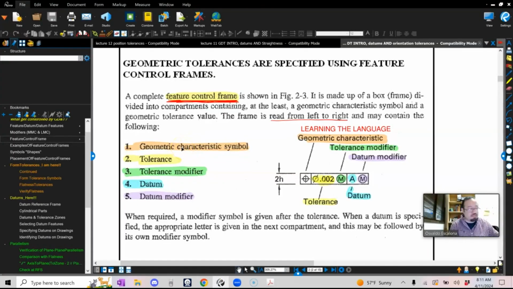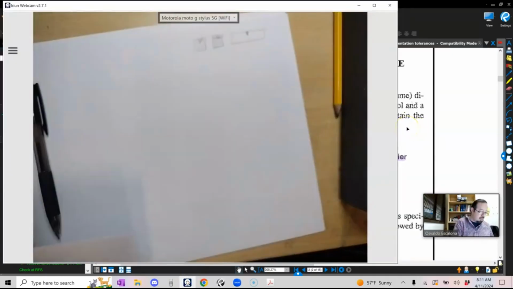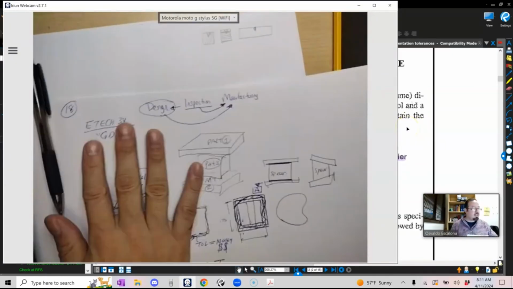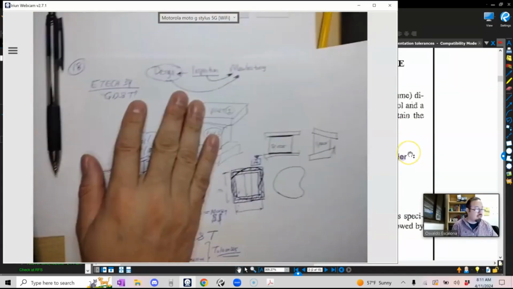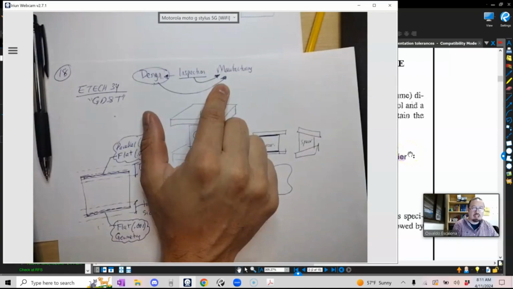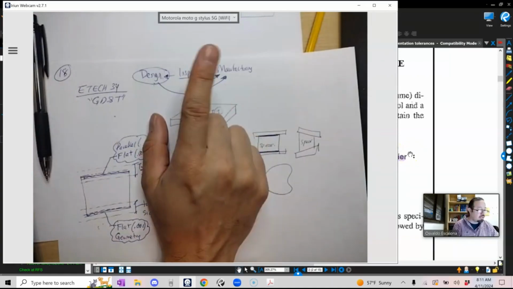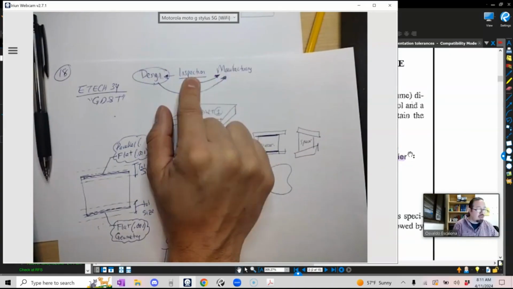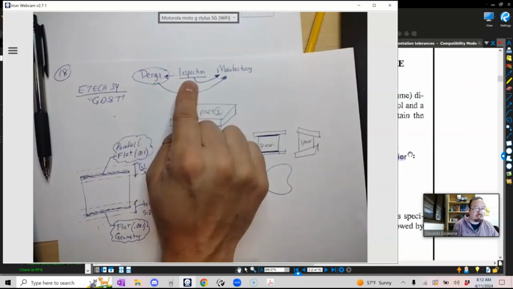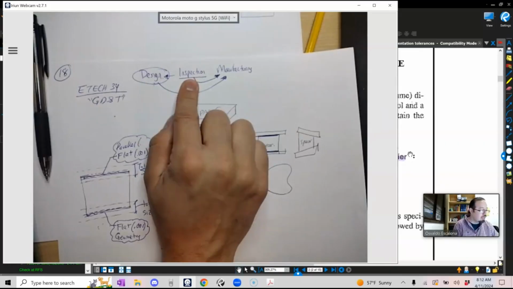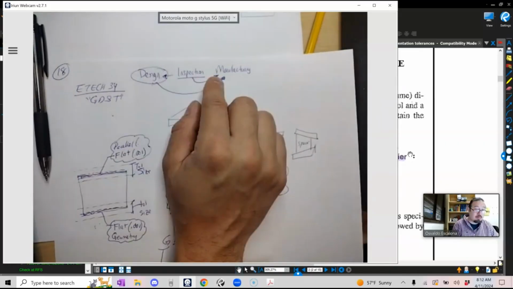So let's do a little review before we start, and then we'll start on the next topics. If I recall correctly, we said that GD&T was a language that allowed design to communicate to the manufacturer as well as to inspection. For inspection to also understand what the manufacturer needs to do and understand what design wants, what they should be checking for. So it is a communication process, like a language between them.